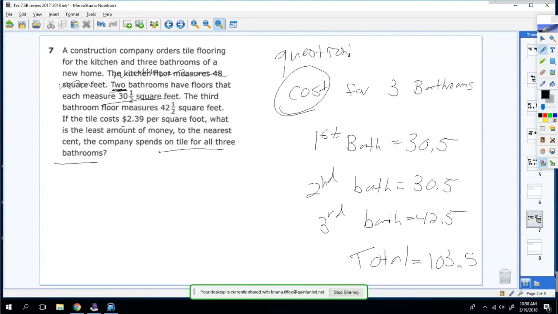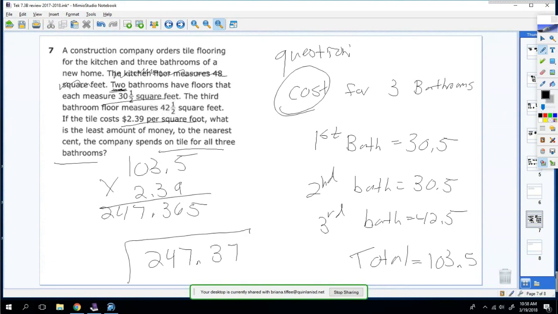So the cost is $2.39 per square foot. So we're going to do 103.5 times the cost of it, which will be 2.39. And then when you multiply it together, you get 247.365. So you round it to the nearest cent, which will be $247.37. That'd be the answer.